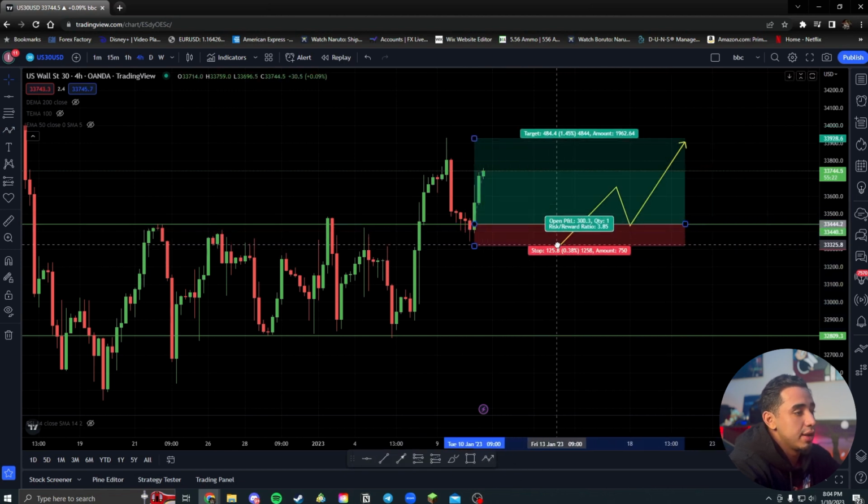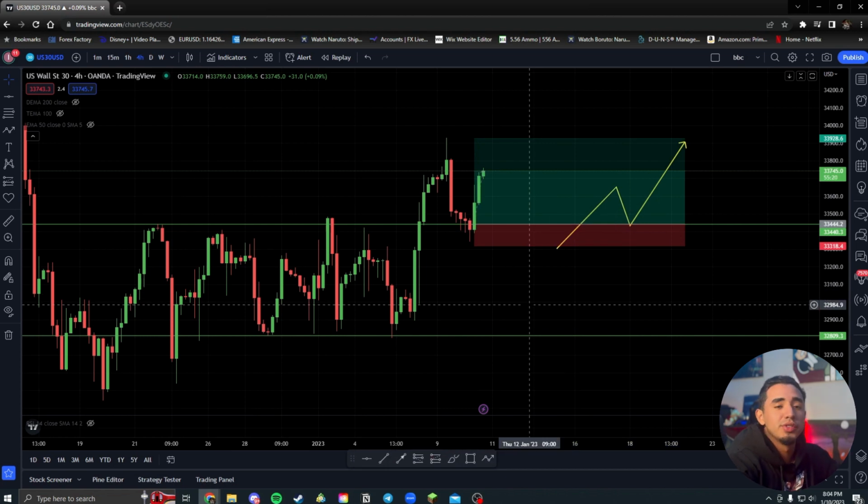I always like to say that a perfect entry doesn't exist, because there is no perfect entry. It's almost impossible to get a perfect entry. You can get a very optimal entry and an entry that's very beneficial, but getting a perfect entry is almost impossible.